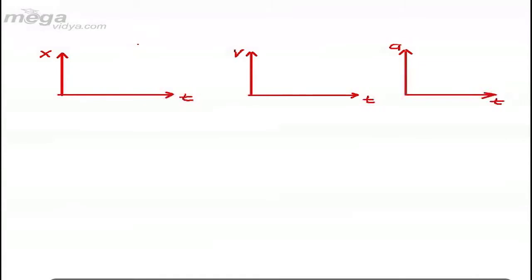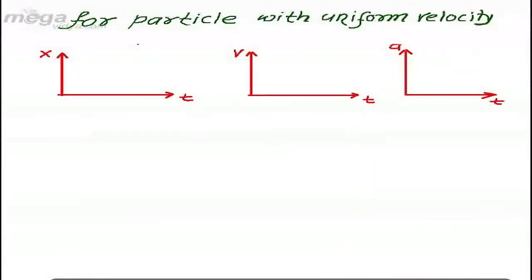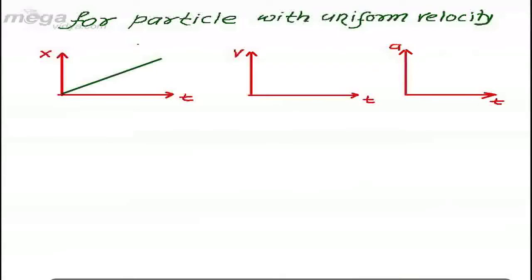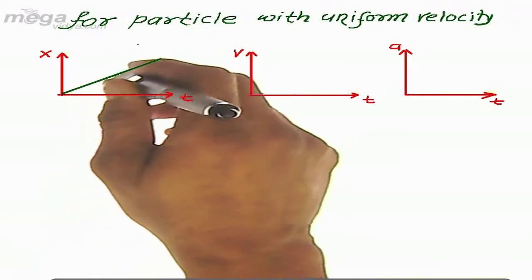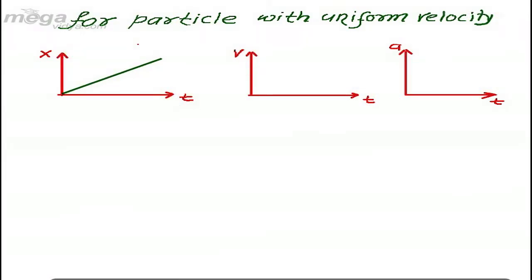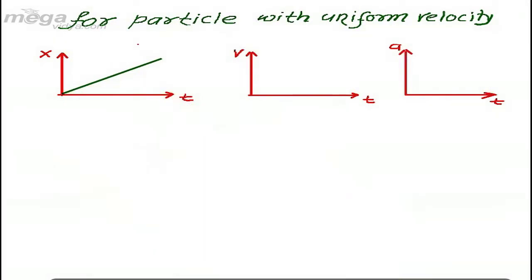If we talk about a particle moving with uniform velocity in a stated direction, then for a particle with uniform velocity, we can draw these graphs. For the position time curve, we will plot a straight line making some angle with the time axis. Here, the particle's position is increasing with time, or if the particle is moving in the negative direction, then we can say this curve will become a line with negative slope.